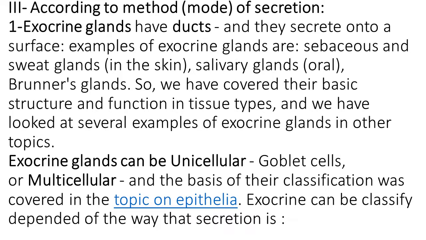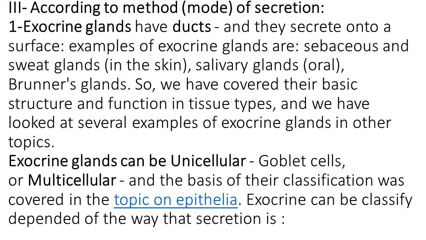Number 4, according to the mode of secretion. Number 1, exocrine glands have ducts and they secrete onto a surface. Examples of exocrine glands are sebaceous and sweat glands in the skin, salivary glands, and oral Brunner's glands.